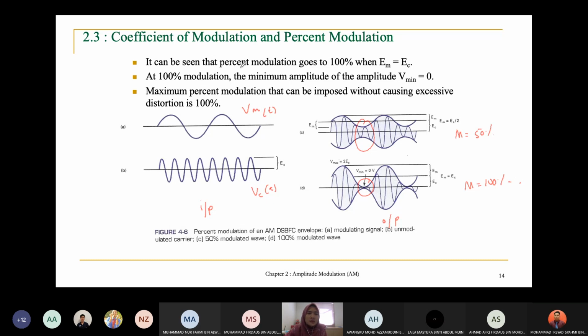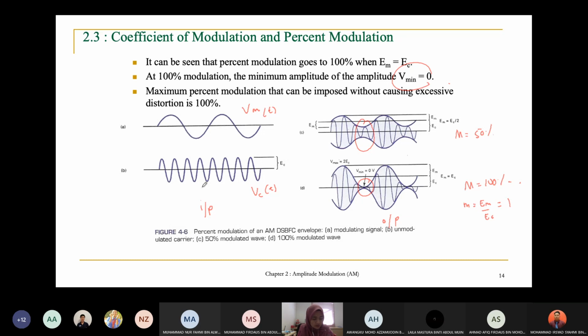Okay, look here, it can be seen that percent modulation will go to 100% when EM equals EC. Why? Because M equals EM over EC. So if EM is equal to EC, you will get M equals 1, and you will get 100% modulation. At 100% modulation, the minimum amplitude Vmin is equal to 0. The maximum percent modulation that can be imposed without causing excessive distortion is 100%. It cannot exceed 100%. If it exceeds 100%, there will be distortion.